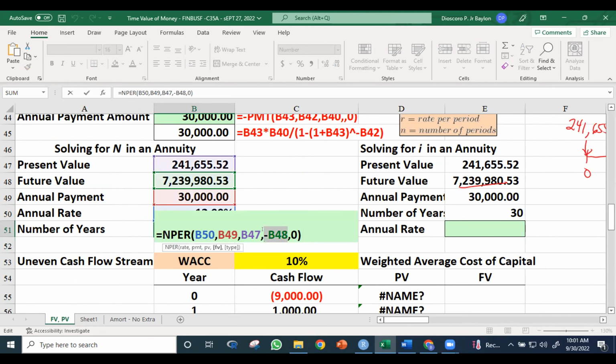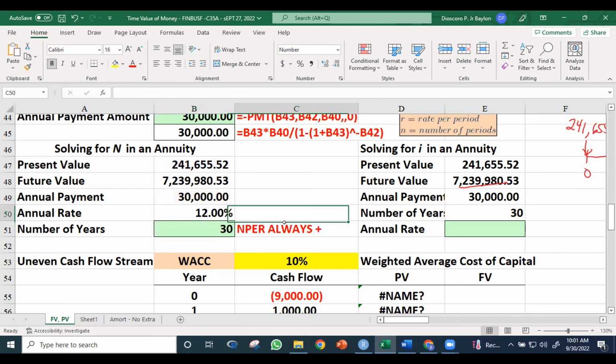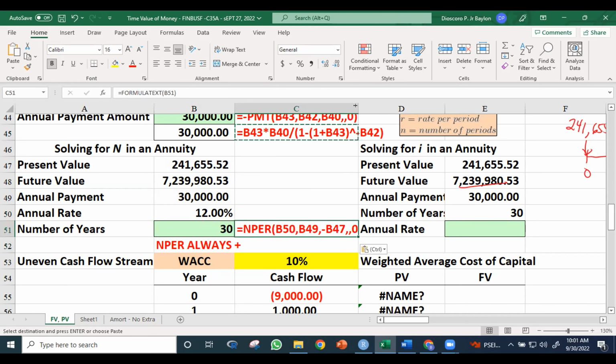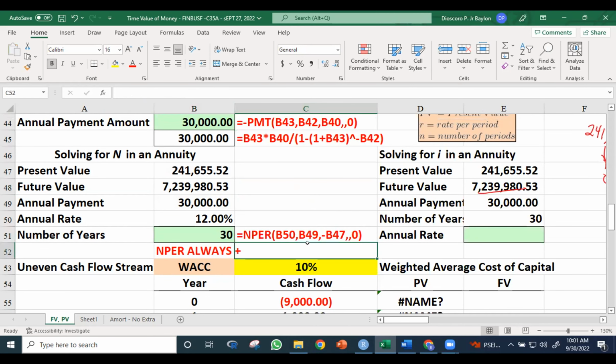Let me change this to the present value, and it should be negative. And then let me put this below. So as I said, you can use the present value or the future value. You'll get the same answer. Let me pause for a while, class, and give you time to key in your answers. And then I'll also entertain questions if you have any.